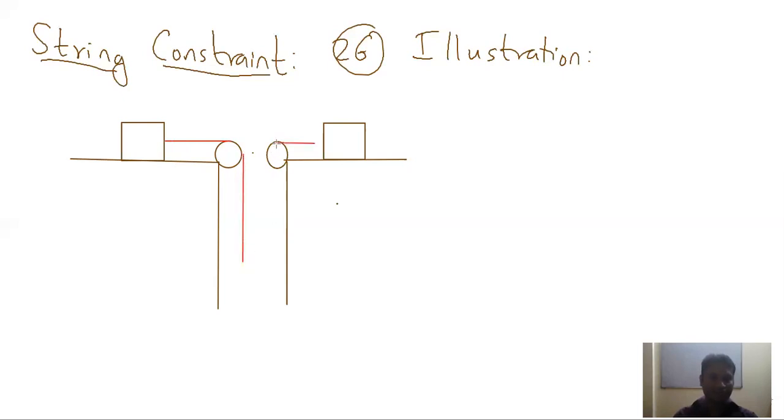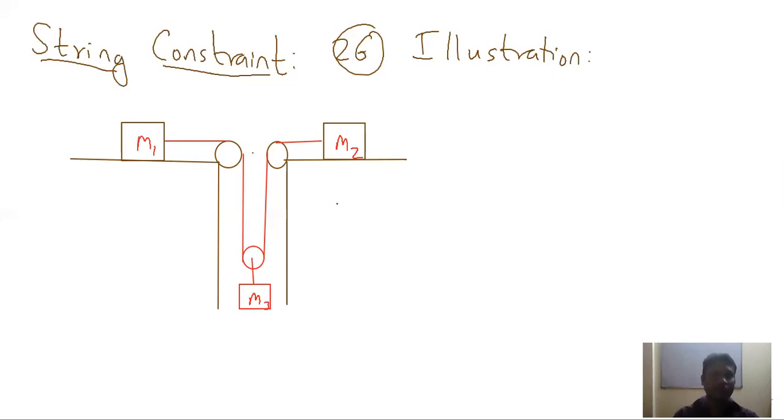Here also we have another thread, and we have a pulley here. This pulley is connected to a mass, let us say M3, by a string. So this is the string which we have. So we have three masses, M1, M2, and M3.